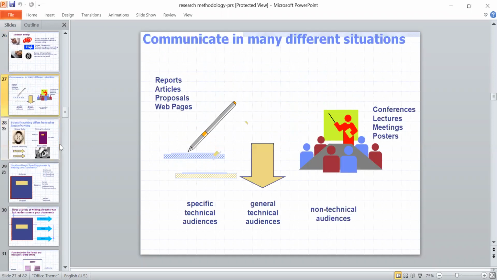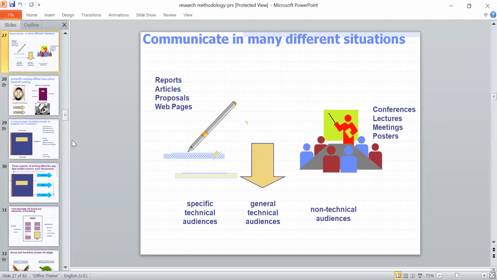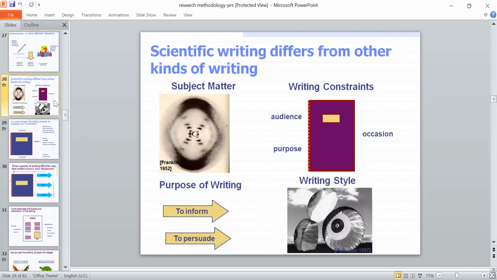So, what does research writing mean? Reports, articles, proposals, web pages, conferences, lectures, meetings, posters. And specific technical guidance, which is very important, versus general technical guidance for non-technical audiences. Some people are also non-technical, we can make them understand. So the kinds of writing: subject matter, writing constraint, audience, purpose.